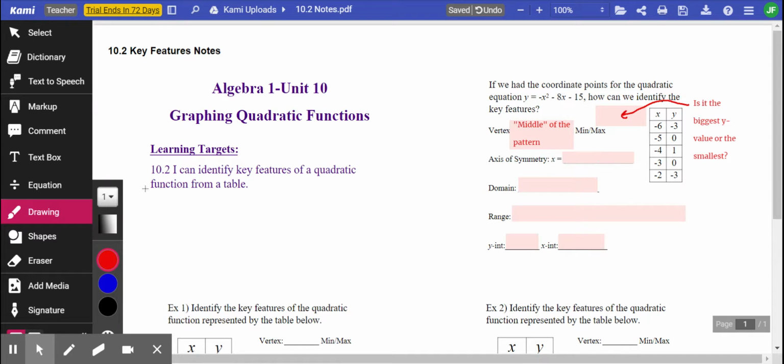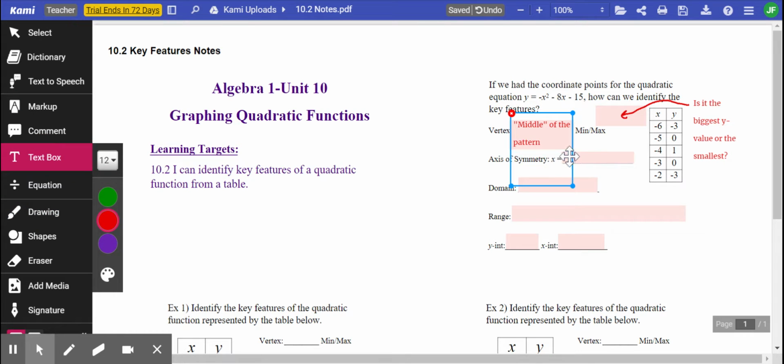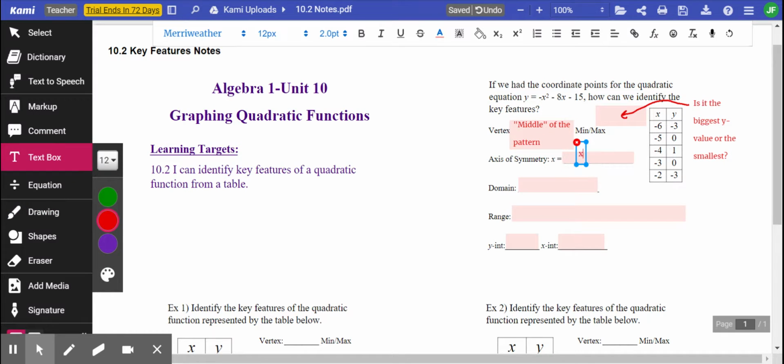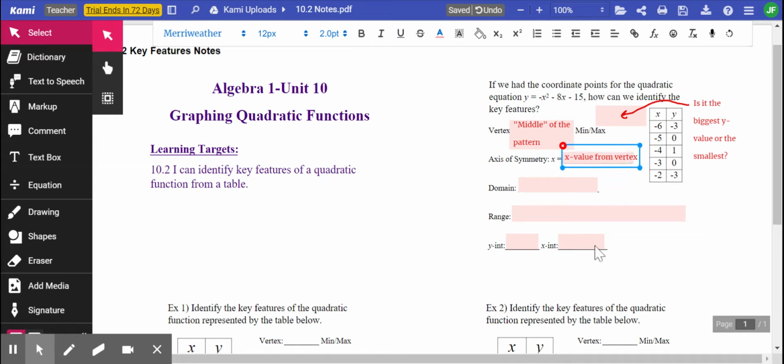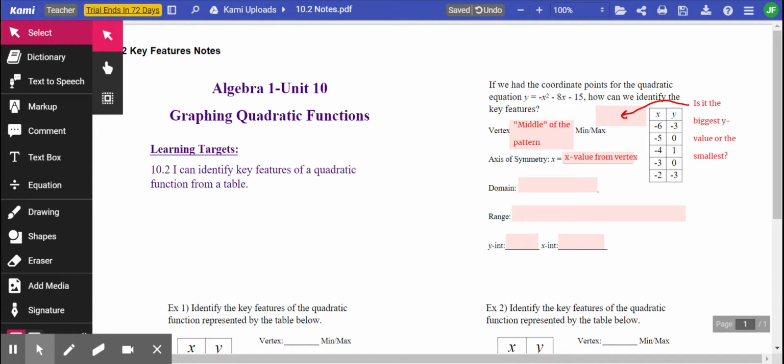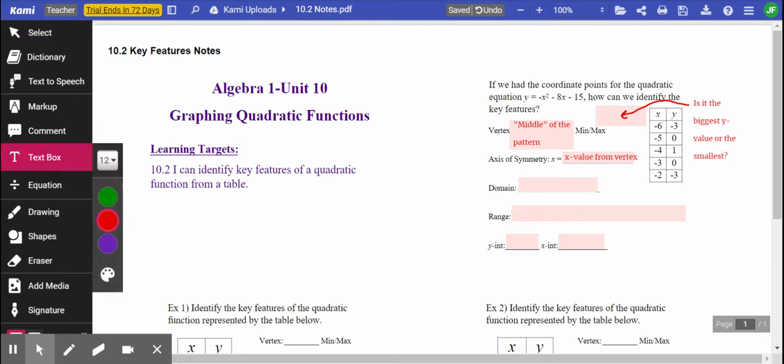Okay, your axis of symmetry is going to be the x value from your vertex. Once you find your vertex, you're just going to use that x value for your axis of symmetry. Your range is going to be the y value from your vertex.